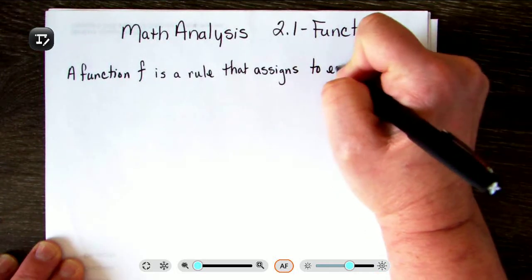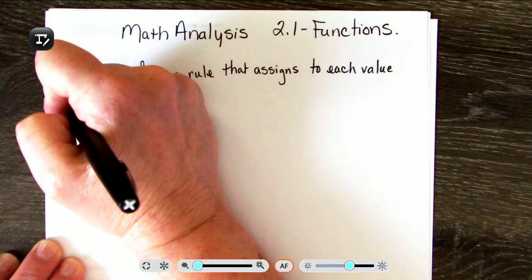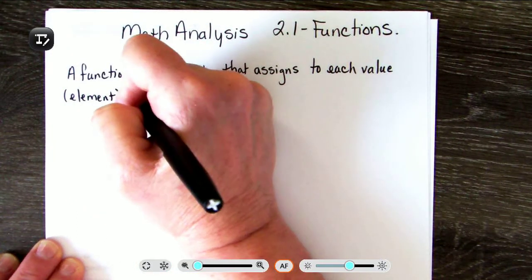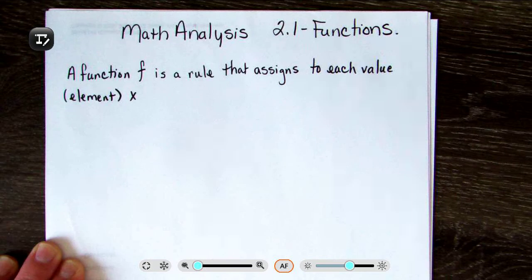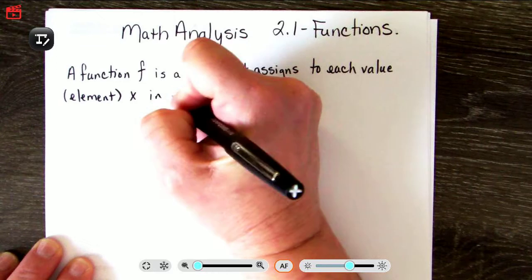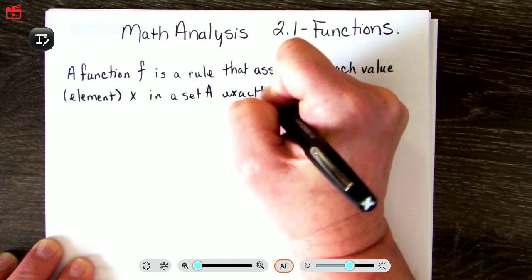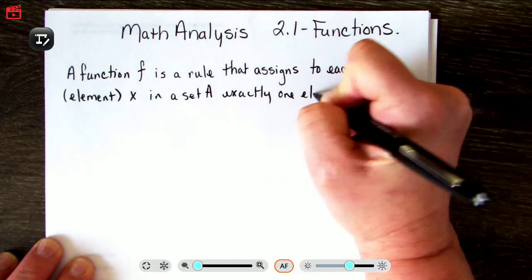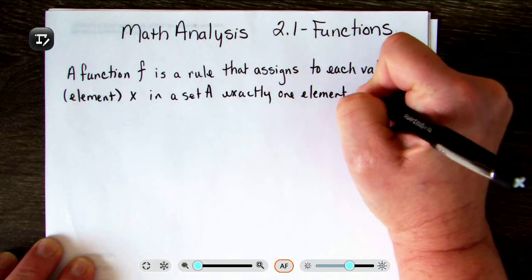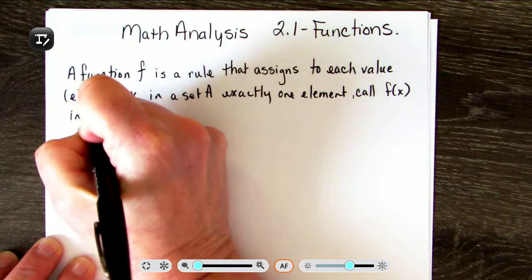to each value, sometimes referred to as an element, each element. And we like to let some variable represent that element. So we're going to let the letter X represent that element in a set A. Exactly one element, which we will call f of x, in a set B.